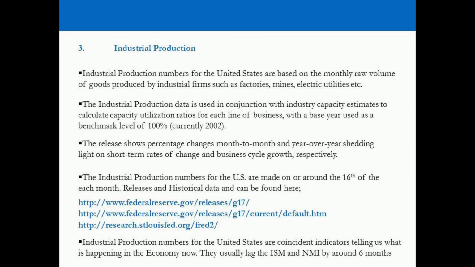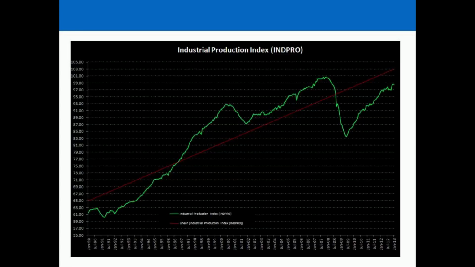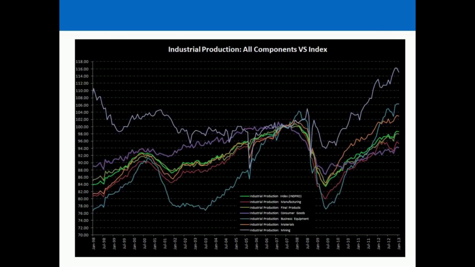Industrial production, another coincident indicator, gets reported with capacity utilization, and it's showing changes month on month, year on year in the business cycle, but what's happening right now. So it follows the ISM. That's what it looks like at an aggregate level. And that's what it looks like with all its components.